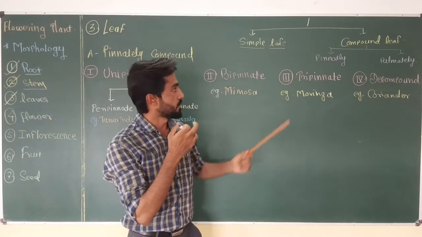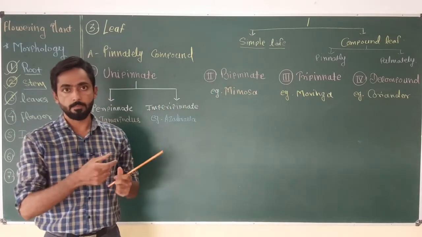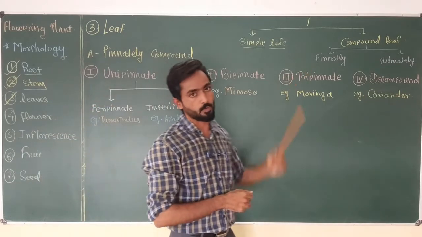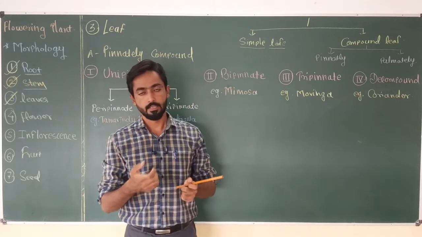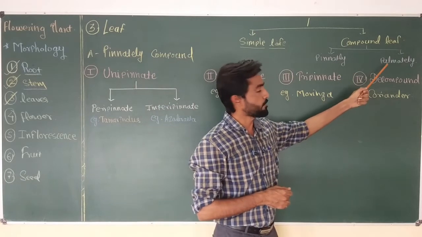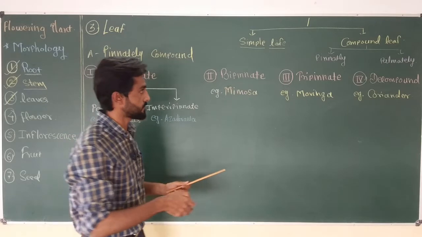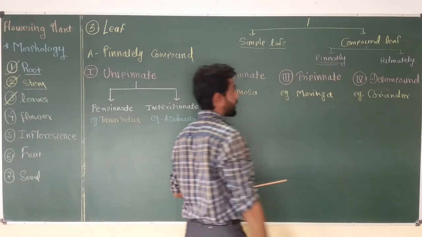If the incision takes place in a leaf which is unicostate, that means the leaf has a single midrib, in that case such a leaf is called a pinnately compound leaf. And if the incision takes place in a leaf which is multicostate, that means the leaf has multiple midribs, in that case such a leaf is called a palmately compound leaf. In this video, I am going to focus on the first type of compound leaf, that is pinnately compound leaf.